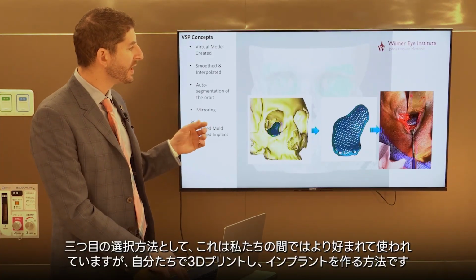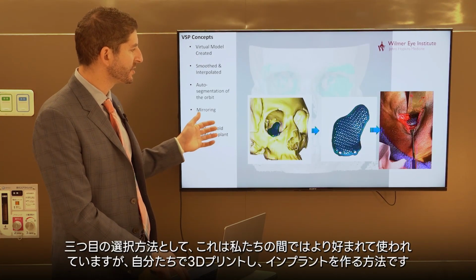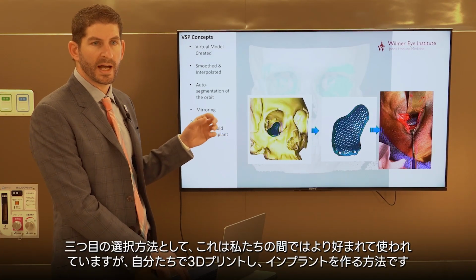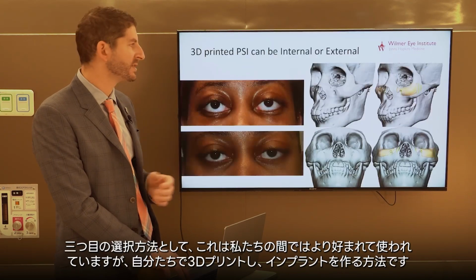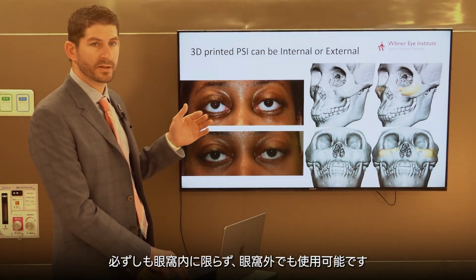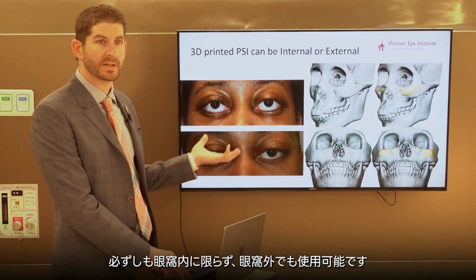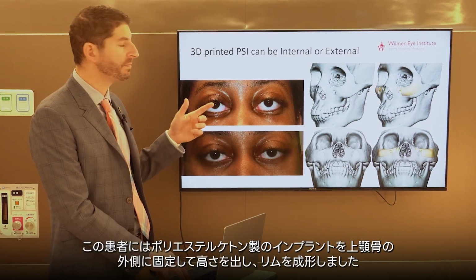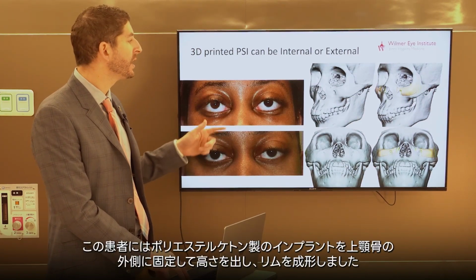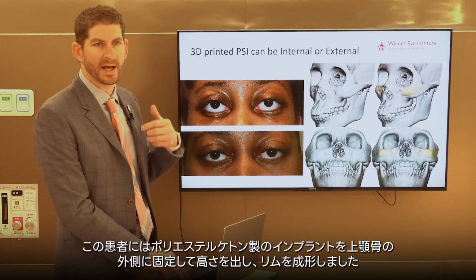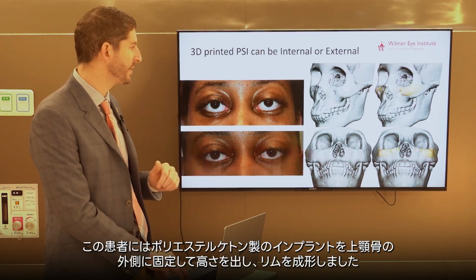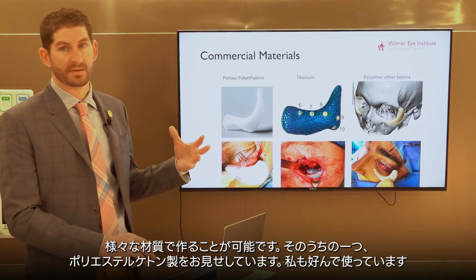So the third option that's become more popular for us is a 3D printed implant, where we have a manufacturer design and print these implants for us. Now, it doesn't necessarily just need to be the internal orbit. I use a lot of these for the external orbit. This is someone with a polyether ketone implant I'm using to build up her maxillary face and do some augmentation of the rim.